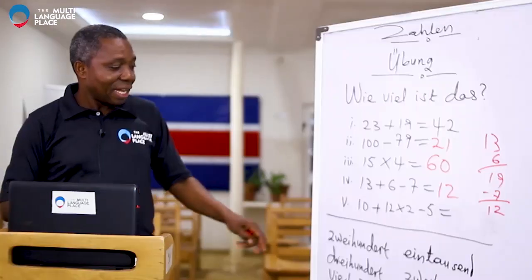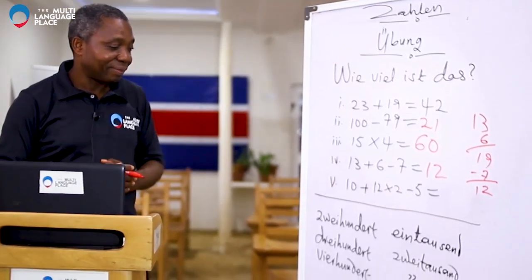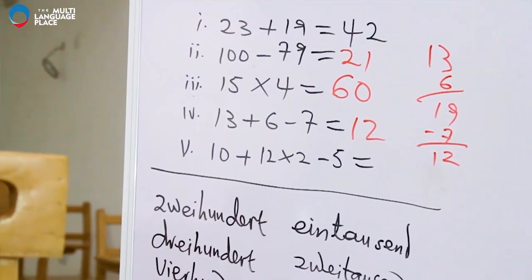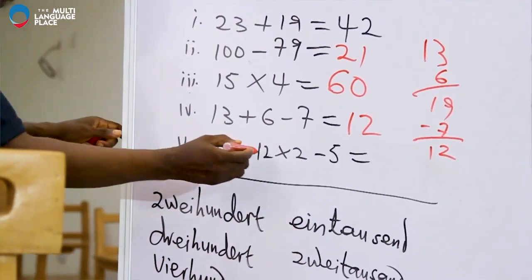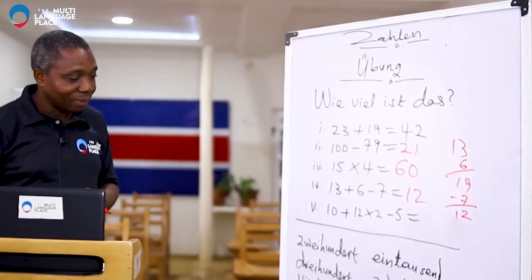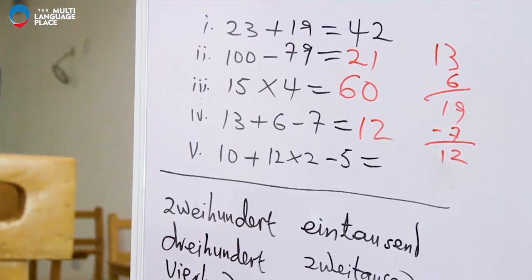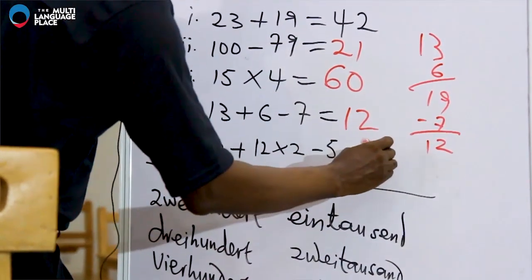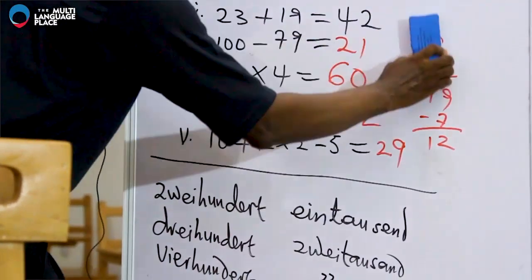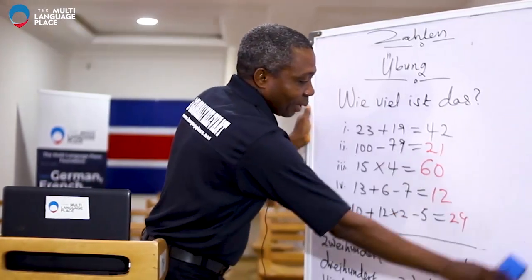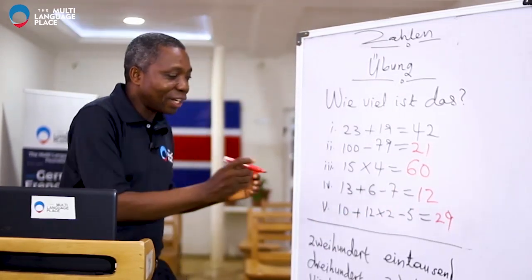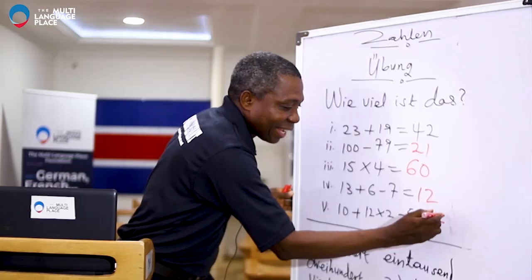Okay. And then I want you to look at this. Have you done it? 10 plus 12 mal 2 minus 5. Das ist 29. Das ist 29. Okay, das ist 29. Okay.